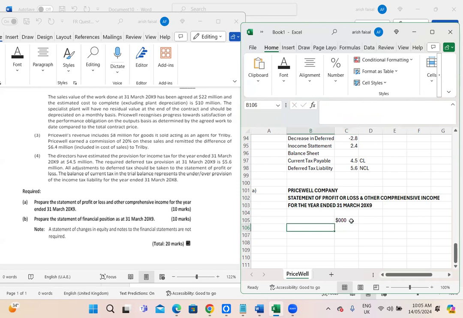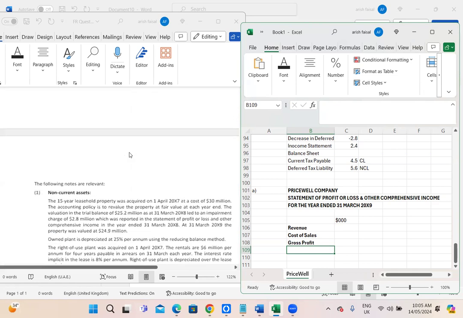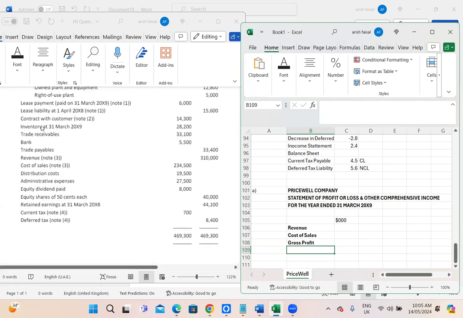So that's the rough draft. We have the revenue, right? We have the cost of sales. It will give us the gross profit. We have the expenses. So you can see that you have here distribution cost and administration cost.